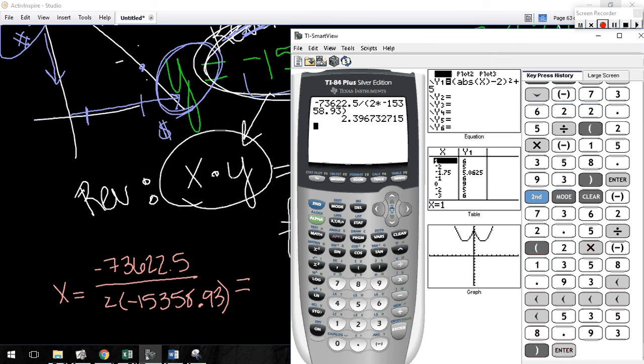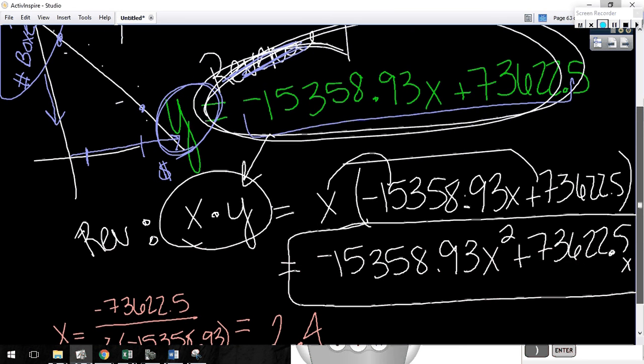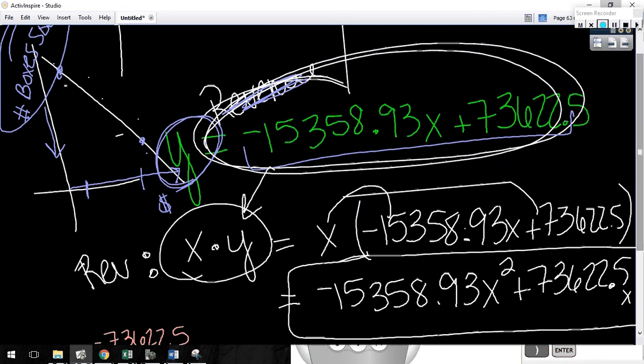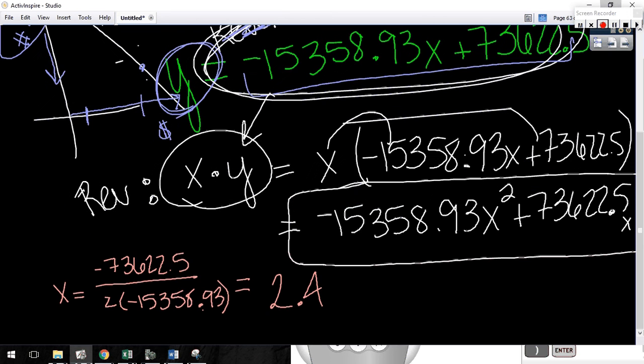I got 2.4 for my x. What did you get? I got 2.4. What's that mean? What does x represent? Look at my graph. What's on the x-axis? What is x? The price per box. So to make the most amount of money, you need to charge $2.40 for a box.